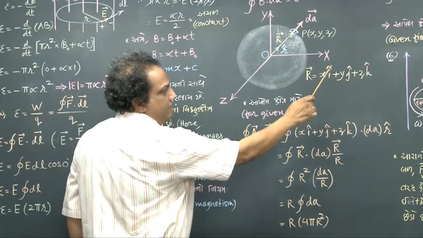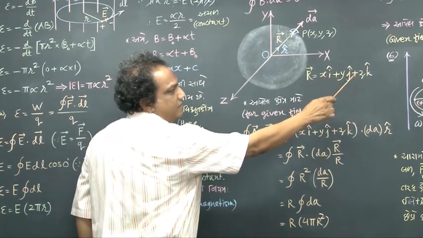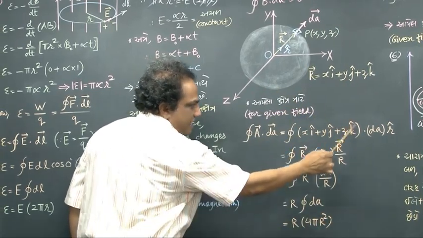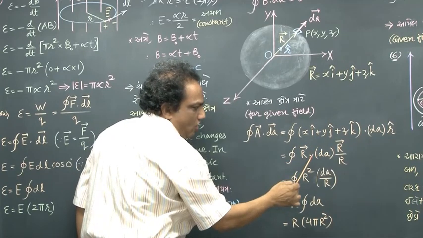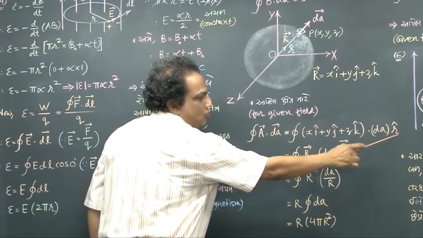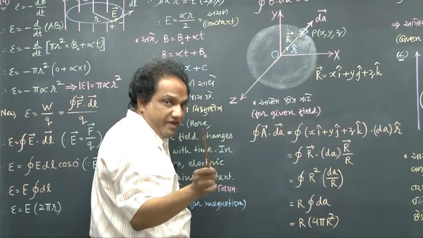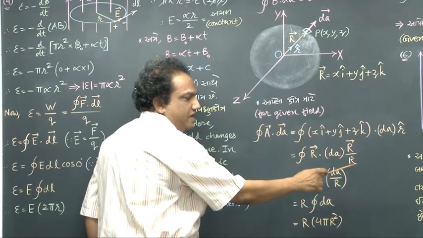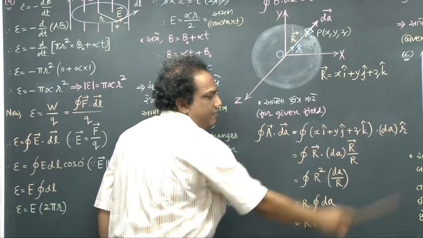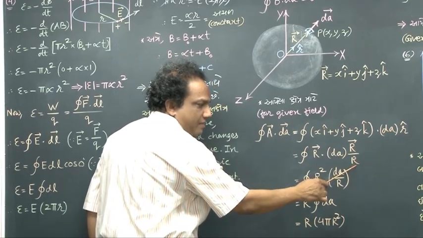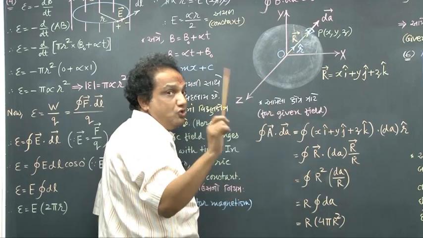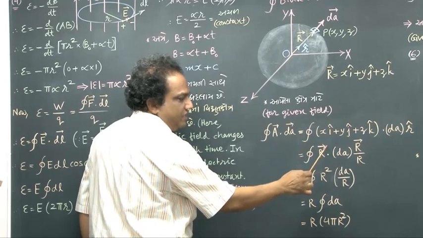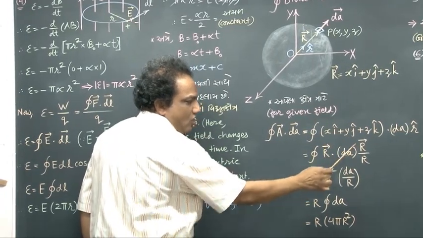Now tell me, instead of x i hat plus y j hat plus z k hat, can I write vector R? Yes. So instead I can write vector capital R, dot dA. And in the direction of any vector, if you want the unit vector, what should you do? You should divide that vector by its magnitude. So r hat can be replaced by vector capital R upon capital R. Vector upon magnitude will give you the unit vector. Now vector R dot vector R.